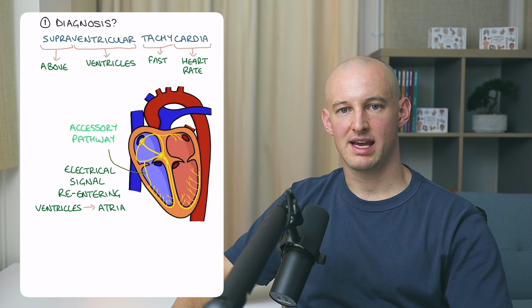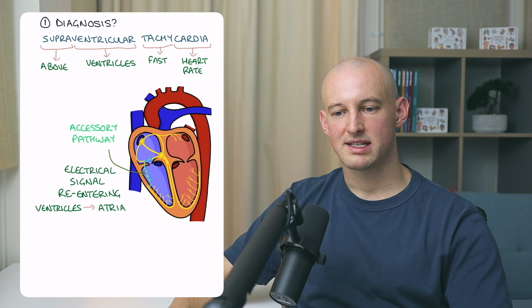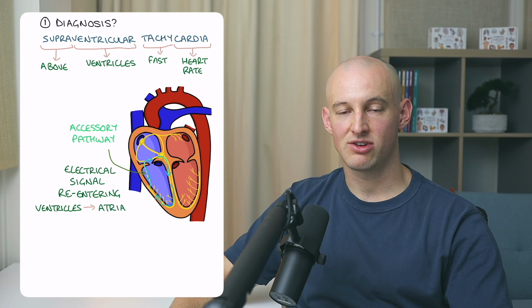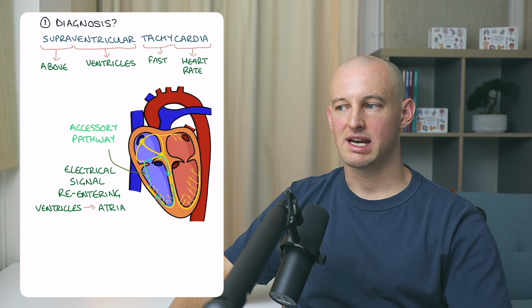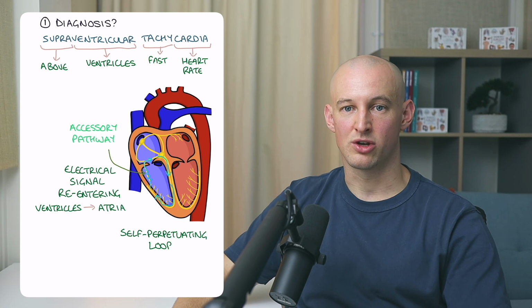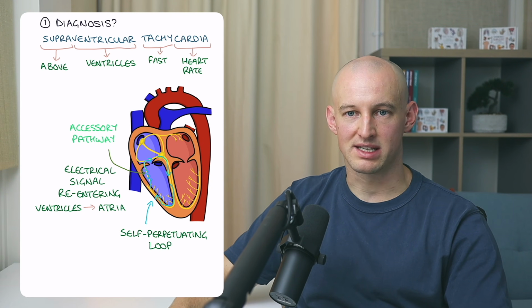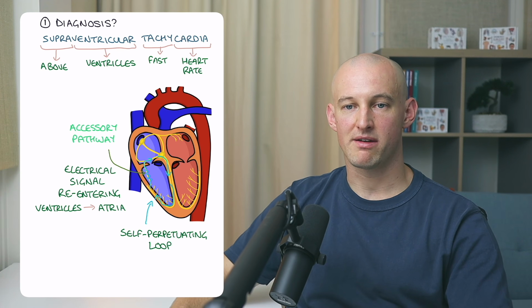So what happens is the signal comes from the atria down to the ventricles, then back to the atria, then back to the ventricles, and it creates this self-perpetuating loop, which doesn't have an endpoint and just keeps causing a very fast heart rate.